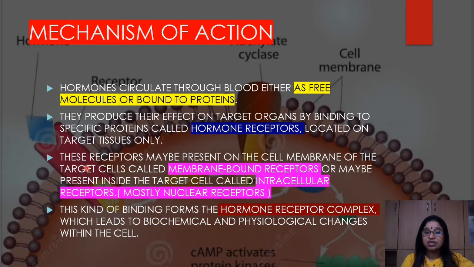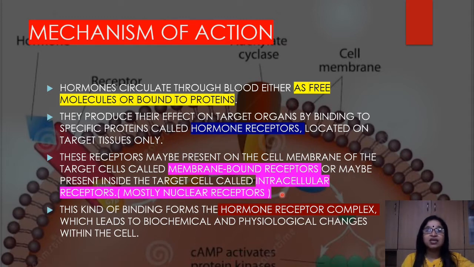These receptors may be present either on the cell membrane of the target cells. Such receptors are called membrane bound receptors because they are present on the cell membrane. Or they may be present inside the target cell. In that case, we call them intracellular receptors. Such kind are mostly nuclear receptors. So we have 2 types of receptors for these hormones on the target tissues: one, the membrane bound receptors, and second, the intracellular receptors.